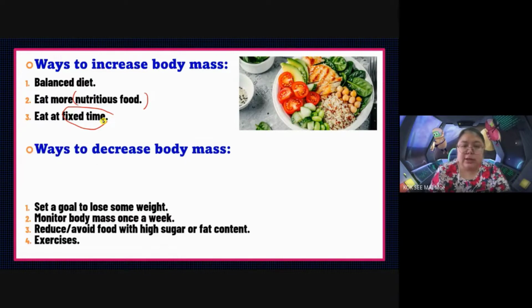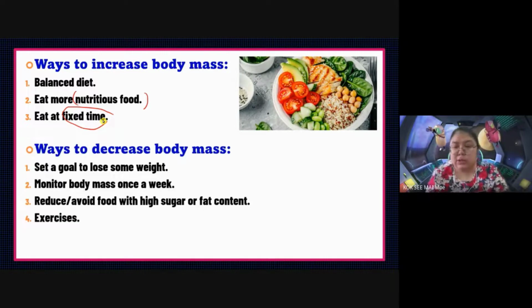Okay, so another one is how to decrease the body mass. This one I think every lady also knows. So the first one, must set a goal. You set a goal, 3 months, you want to lose how much weight. Number 2 is monitor the body mass every week. Every week you will check what's the reading of your weight.